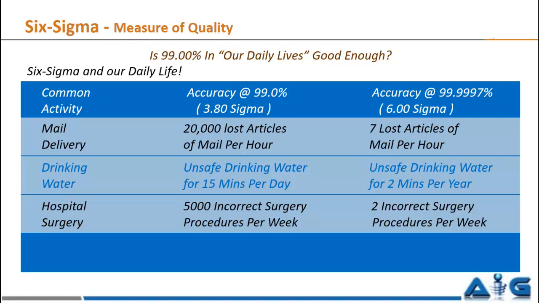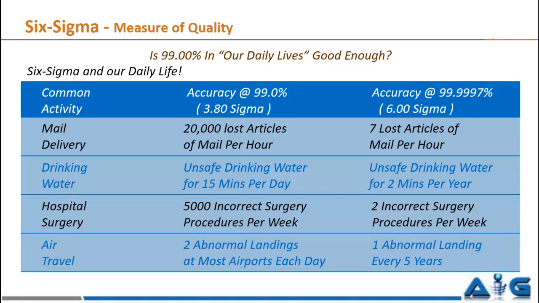A hospital surgery process working at 99% could mean 5,000 incorrect surgery procedures per week, while at a 6 sigma level it could mean 2 incorrect surgery procedures per week. In an air travel example, a business process working at 99% could mean 2 abnormal landings at most airports each day, while a business process at 6 sigma could mean 1 abnormal landing every 5 years.